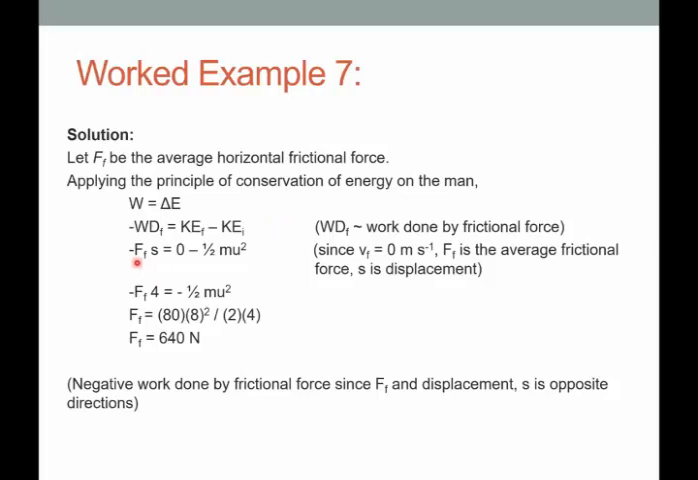So work done by friction is equal to the force of friction multiplied by the displacement, which equals 0 minus half mu squared, since the final KE is 0. Substituting in the appropriate values, you will obtain a frictional force of 640 newtons. As to whether it is positive or negative work, frictional force always does negative work because the force and the displacement s are in opposite directions.